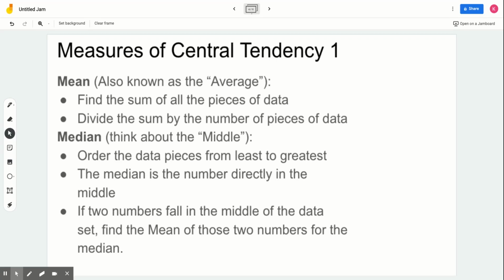Today we're going to talk about part 1 of measures of central tendency. So the first term we're going to talk about is the mean. It's also known as the average.